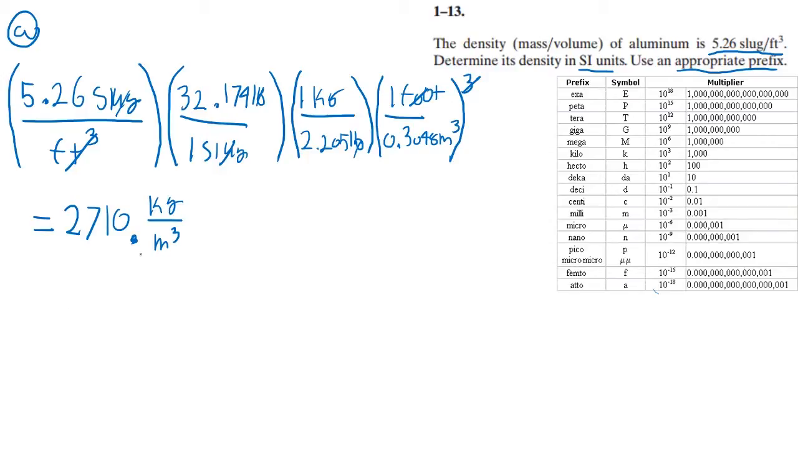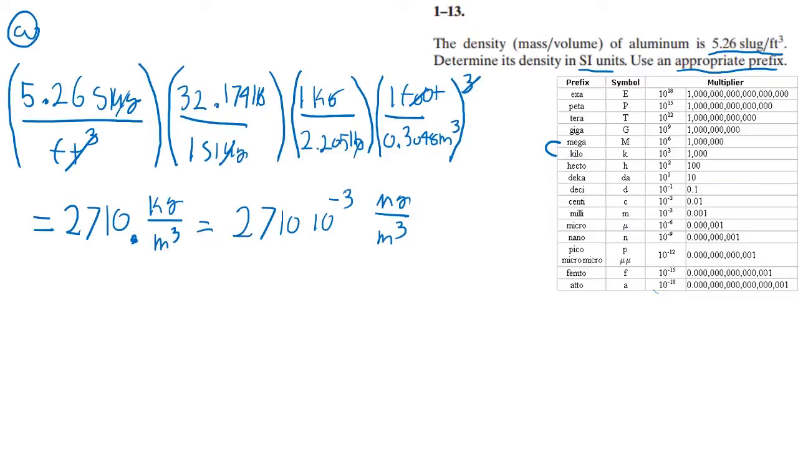So real quick, let's up the unit size to downgrade the number size. So if we're at kilo already, let's go up to mega. 10 to the 6th as opposed to 10 to the 3rd. So this is going to be 2710 times 10 to the -3 megagrams per meter cubed.